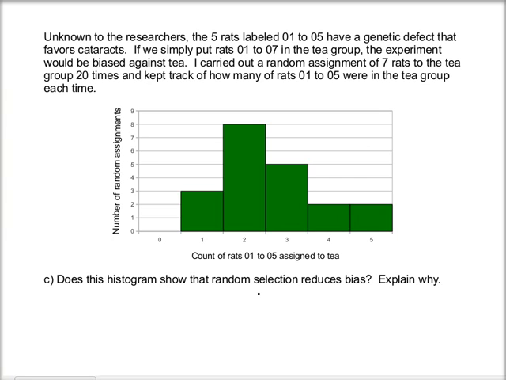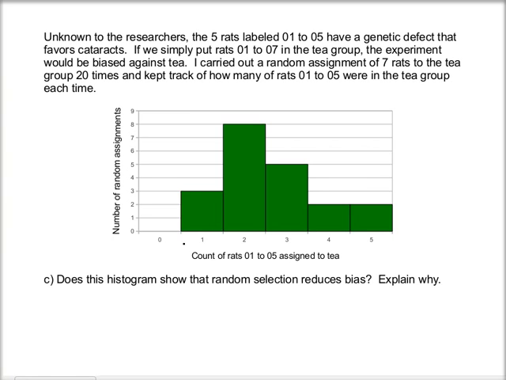For the last part of the problem, unknown to the researchers, the 5 rats labeled 01 to 05 have a genetic defect that favors cataracts. If we simply put rats 01 to 07 in the T group, the experiment would be biased against T because those rats are more likely to develop cataracts no matter what. So I carried out a random assignment of 7 rats to the T group 20 times and kept track of how many of rats 01 to 05 were in the T group each time. For part C, does this histogram show that random selection reduces bias, and explain why?